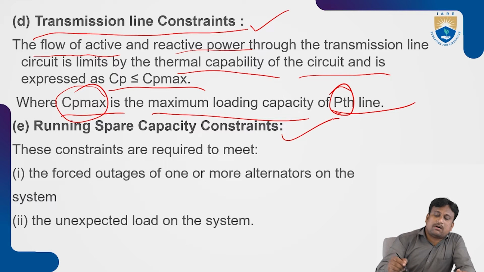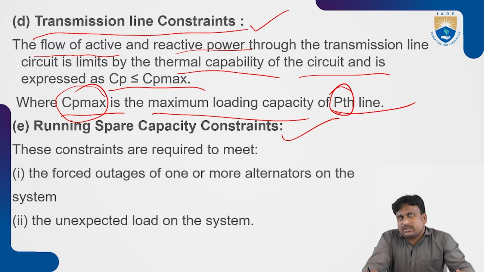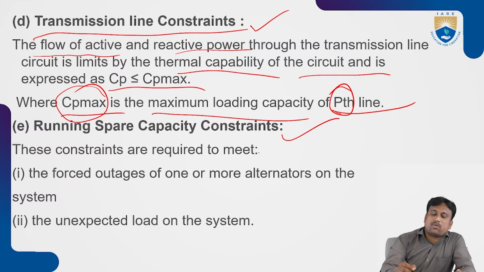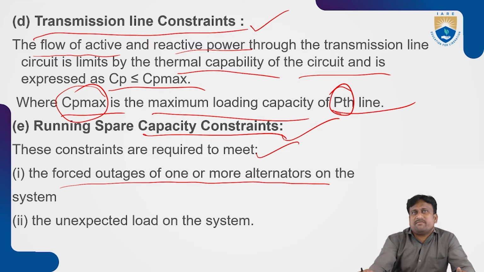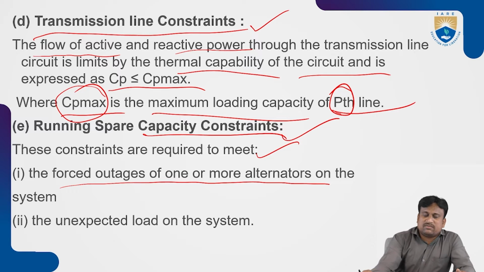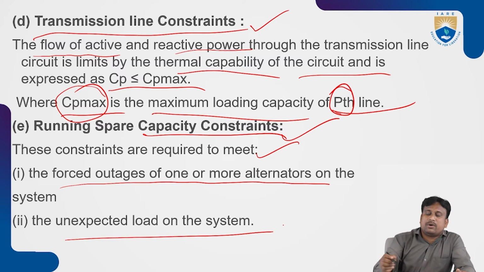Next constraint is called running spare capacity constraints. What are running spare capacity constraints? These are required to meet the forced outage of one or more alternators. If the system is involved with forced outages of a larger number of alternators, then their capacity constraints are defined. This will also exist with unexpected loading on the system.